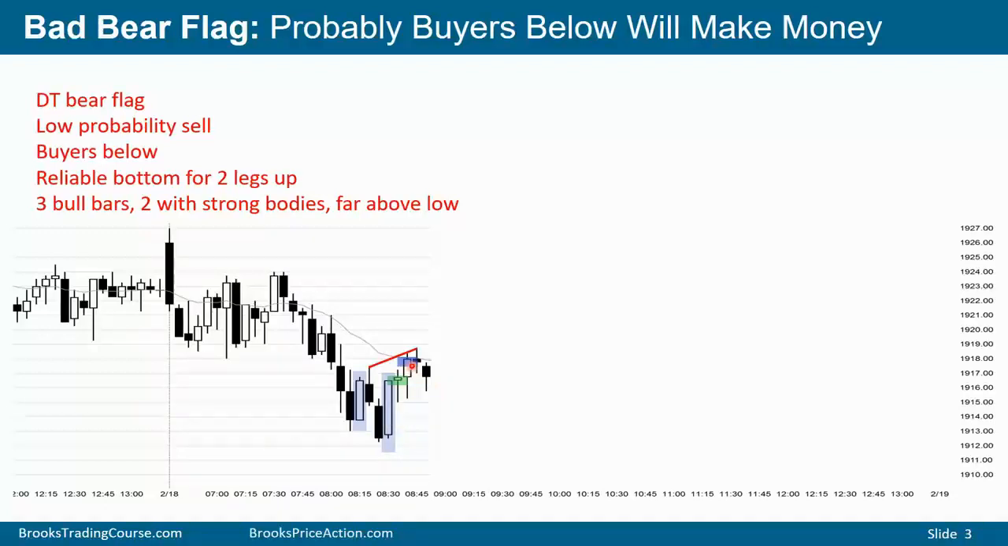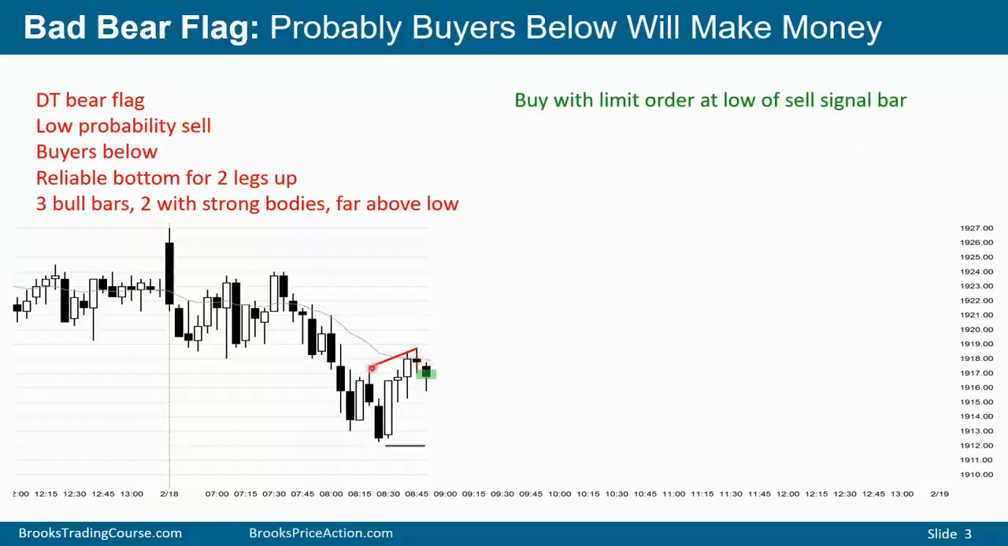We have 3 bull bars, 2 with decent sized bodies closing on their highs, and we have another bar here for a double bottom. If traders buy with a limit order below this bar, their stop is down here. And most traders who take that trade are willing to buy more lower to scale in.